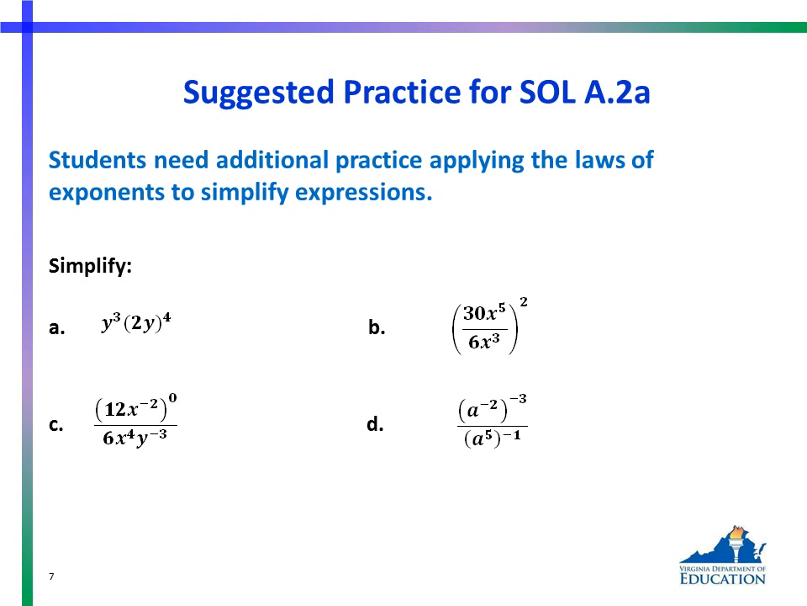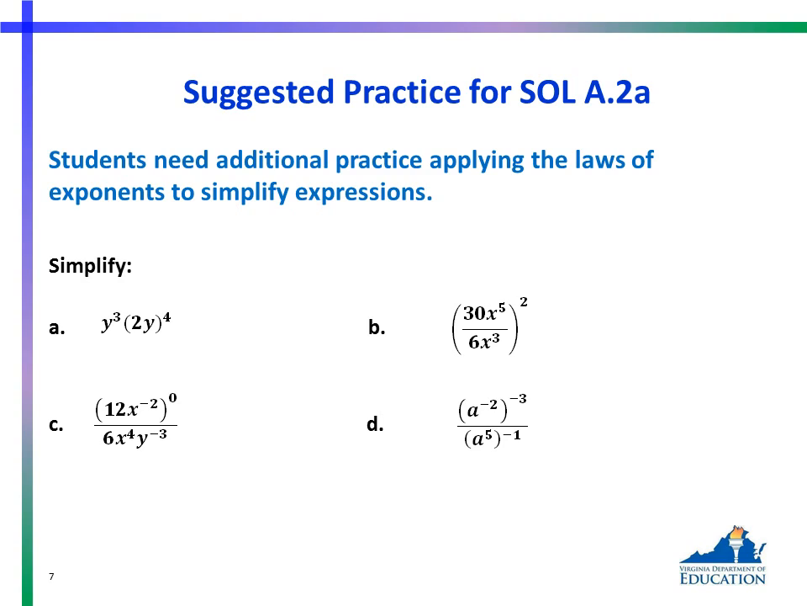For SOL A.2a, students need additional practice applying the laws of exponents to simplify expressions. The examples on the screen show some areas of student weakness. For example A, many students will calculate the power of the variable correctly, but will incorrectly calculate the coefficient by not raising the 2 to the fourth power.